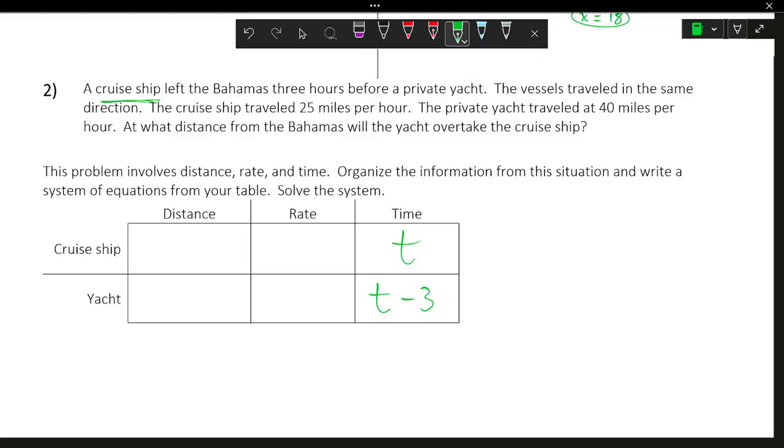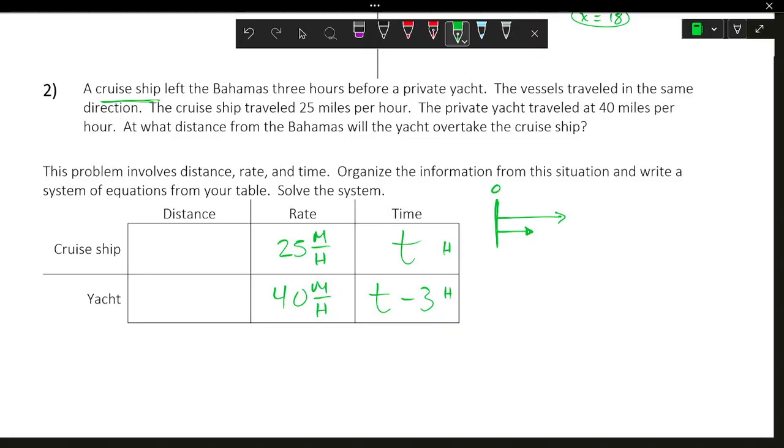It doesn't matter. The other thing that I know is that the vessels traveled in the same direction. They're starting somewhere and going in the same direction. One went first, the other one went later. So this right here is where they start, which I guess would be distance 0. It says the cruise ship travels 25 miles per hour, so the cruise ship is 25, and the units are miles per hour, and these units are hours. And the yacht traveled 40 miles per hour.